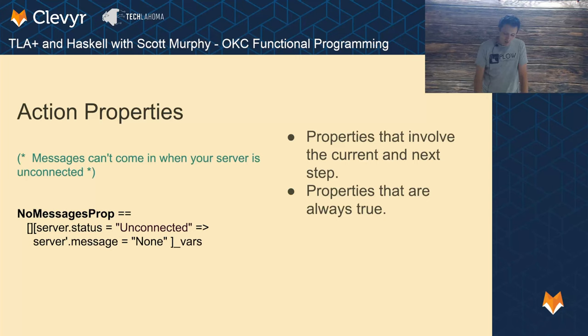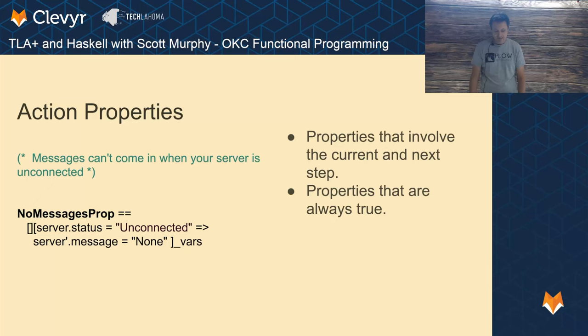Okay, so these are in a little different order than the bulleting, but I'll go through it this way. Action properties are things like this, right? So, NoMessageProp. What this is saying is that if the server status is unconnected, the next thing that happens should always be that the message is equal to none. So that needs to be guaranteed by the system. The little box in the front just means that this always happens, and then the condition is in the second set of angle brackets, and then it's contextualized under underscore vars.